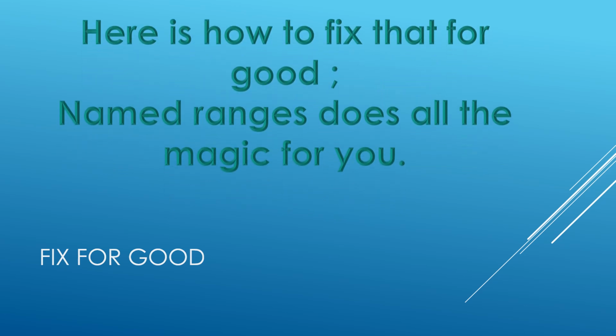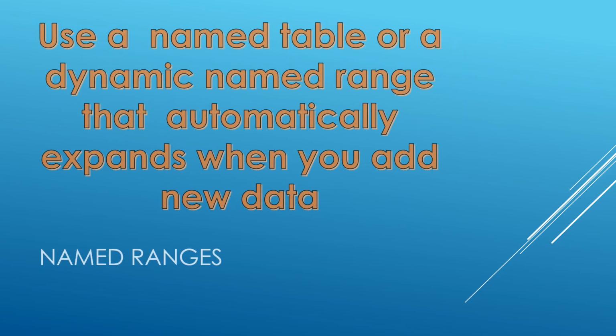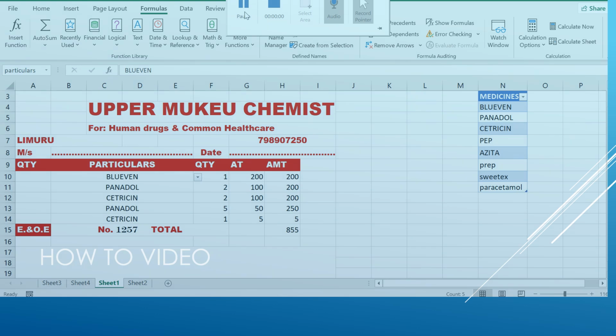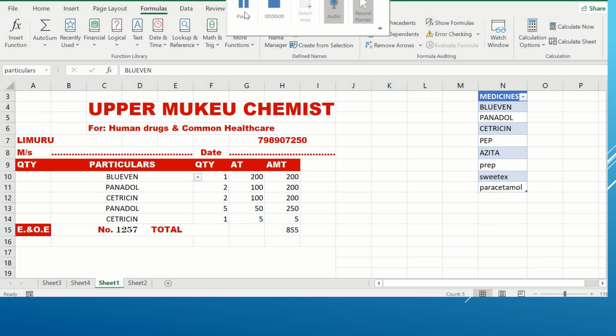Instead of selecting a static range like A1 to A10, try this. Use a table or dynamic range that automatically expands as you add new data. Follow the video to see the next slide. This is how you create named ranges.